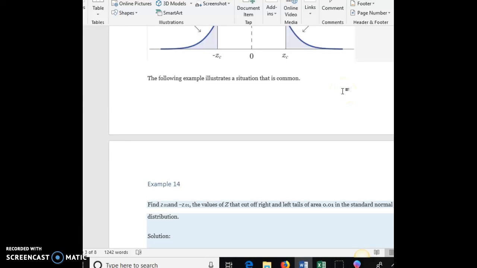So let's look at example 14. We want to find z of 0.01 and negative z of 0.01, the values of z that cut off right and left tails of area 0.01 in the standard normal distribution. Now I've drawn a picture for you here.